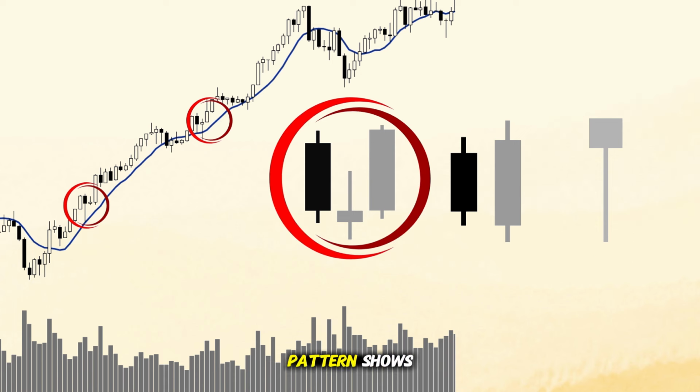The morning star pattern shows that sellers were initially pushing the market downward. Then, a doji, or an indecision candle appears, indicating that buyers and sellers are now balanced. The market has entered a neutral zone. Finally, buyers step in with strength and push the price back up, marking the start of a potential reversal.